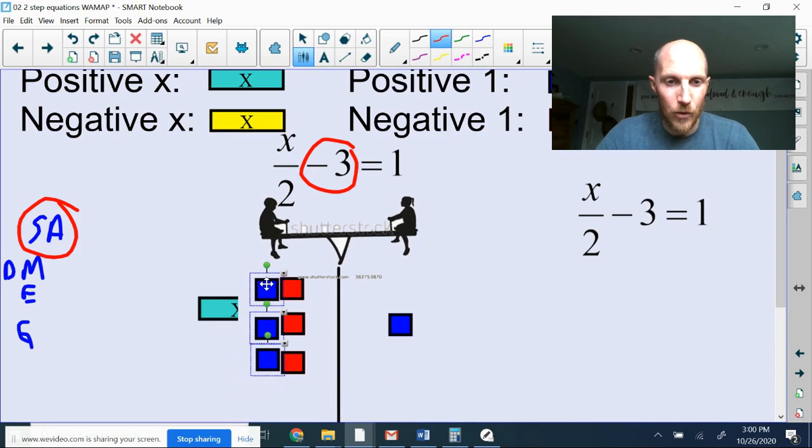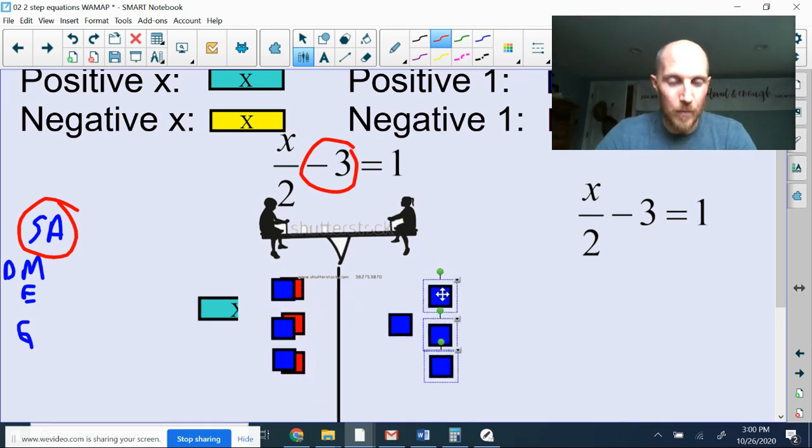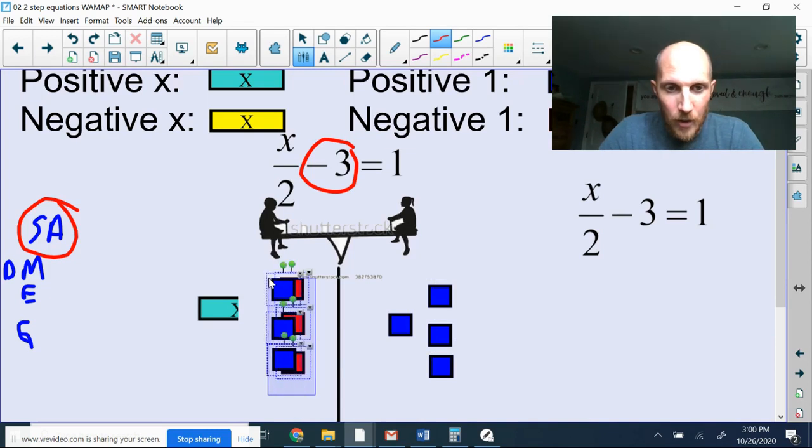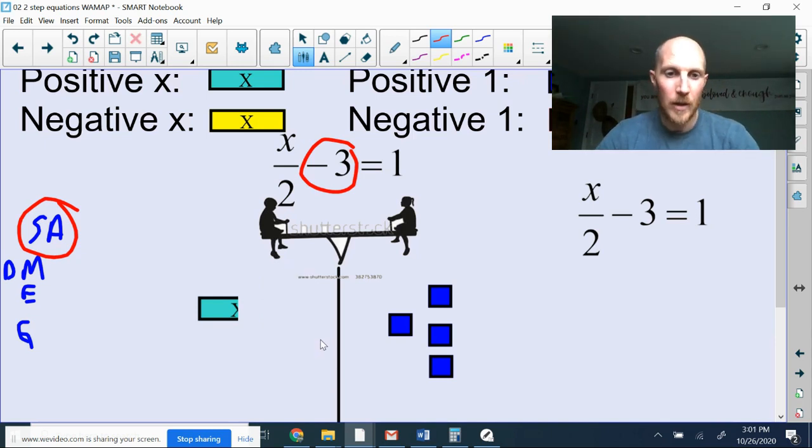So what I need to do is take 3 positives and I can drop them on top of these 3 negatives, and then they will cancel each other out. Whatever I do on one side of the teeter-totter equation, I need to do the same thing on the other side. Okay, so action shot going on right here. The 3 positives and the 3 negatives are going to cancel each other out. I'm just going to delete them. And then I had to add the 3 blues to the other side.